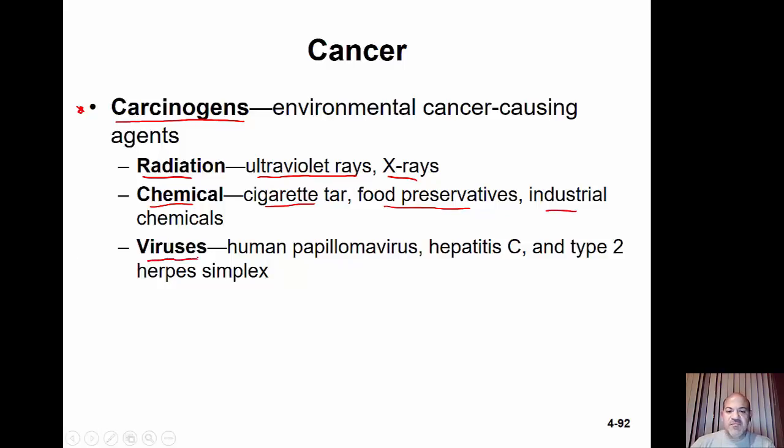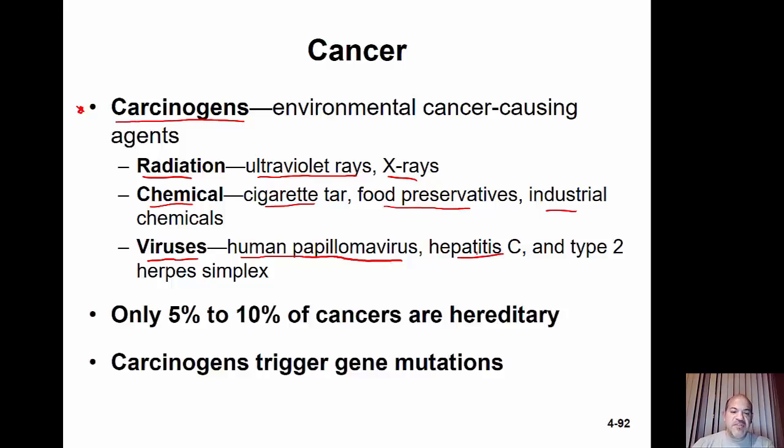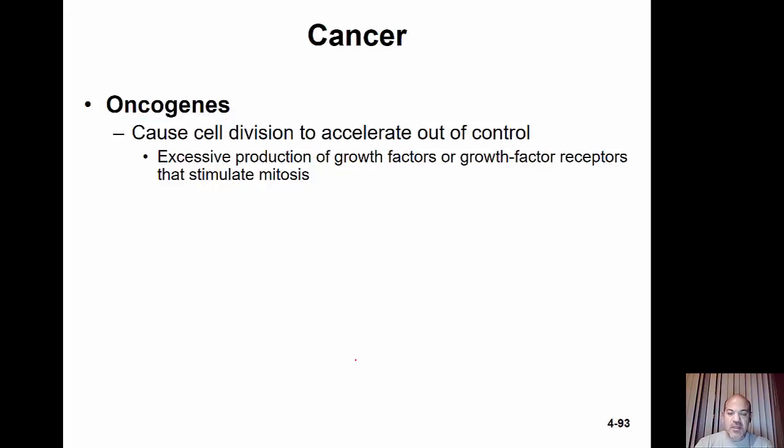And then there are viruses. Being infected by a virus can also lead to cancer. There's HPV, or human papillomavirus, there's hepatitis C, and there's type 2 herpes simplex, which are known to be associated with causing cancer. Only about 5 to 10% of cancers are hereditary. Carcinogens trigger gene mutations, and those gene mutations later result in the cancers. So we're going to look at some specific genes associated with cancer.